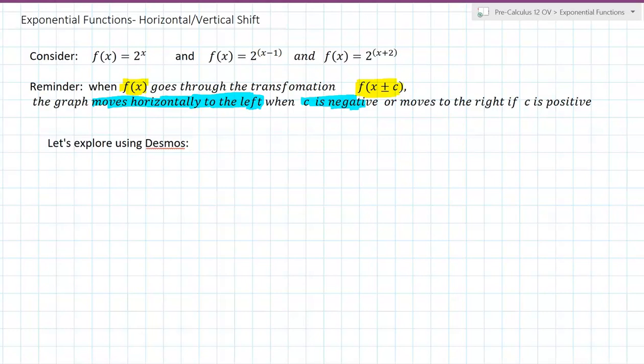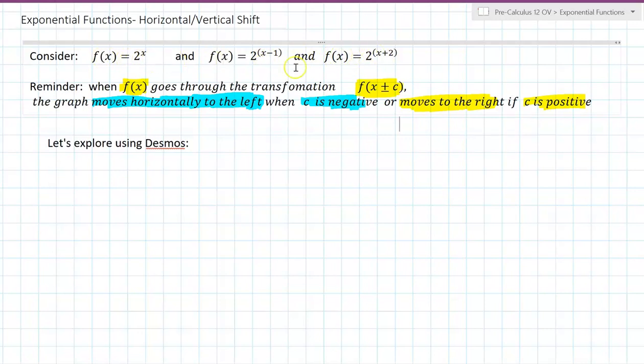And if it turns out that c is positive, then the graph moves to the right. Okay, so we know that. So now we have these three functions that we want to work with. First is the original parent function 2 to the x. Then we're going to deal with 2 to the x minus 1. And x minus 1, notice that it's in a bracket. And then we have another one, 2 to the x plus 2.